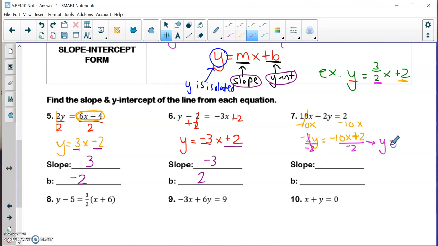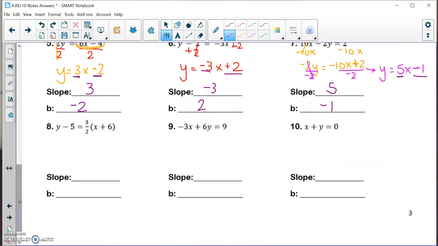So I have y is equal to a negative 10x divided by a negative 2 is a positive 5x, and a positive 2 divided by a negative 2 is a negative 1. Y is isolated, and this is in slope-intercept form. My coefficient of x is my slope. My constant is my y-intercept.